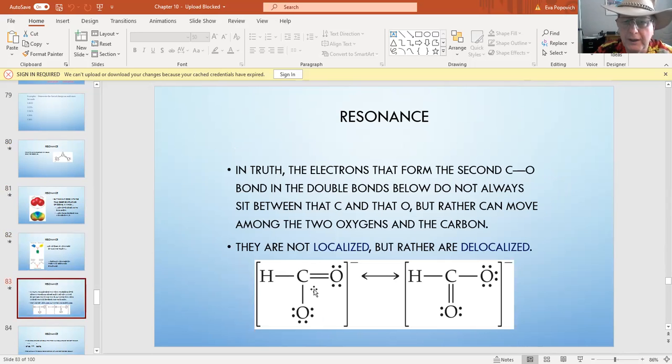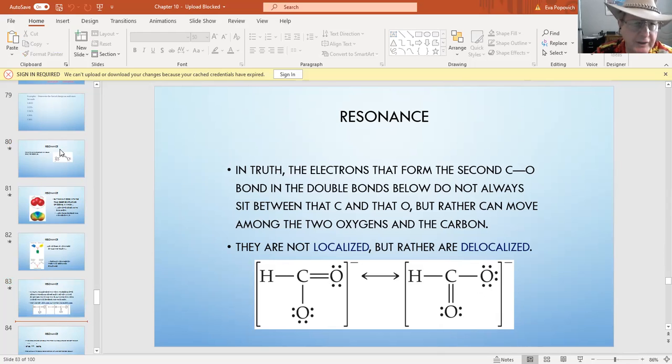Again, if I have something like the carbonate ion, there's nothing that says that the double bond has to be on the horizontal oxygen. It could just as easily be on the vertical oxygen. And again, what happens is these electrons get spread out. That process is called delocalization.